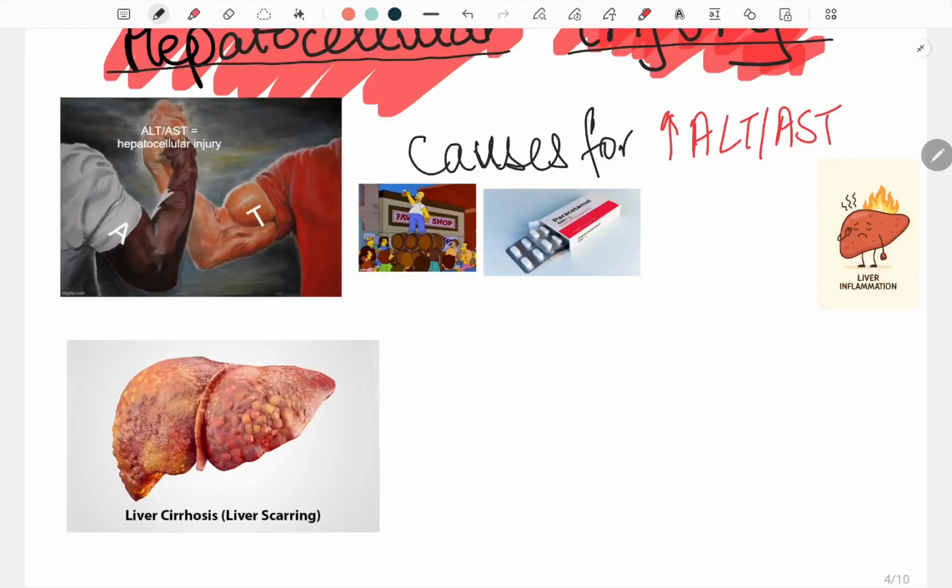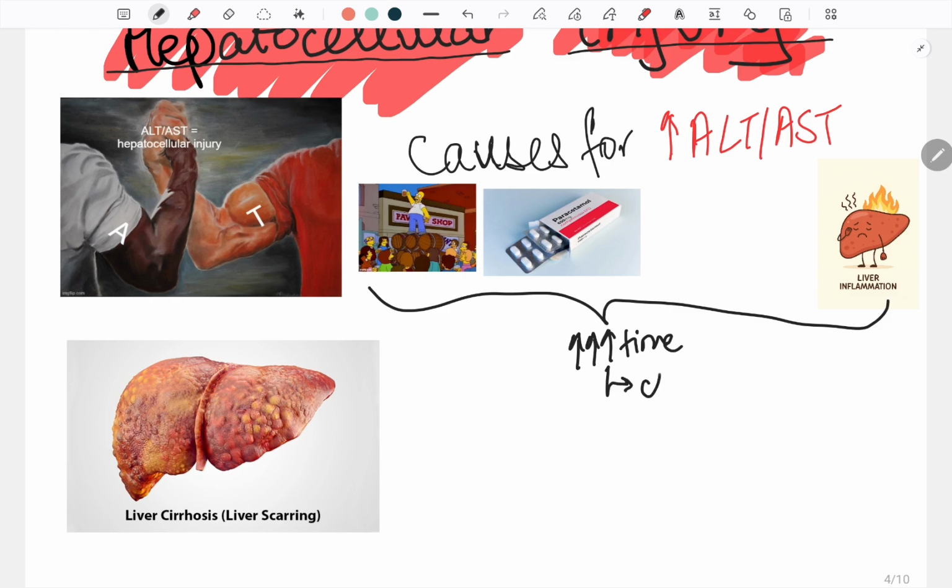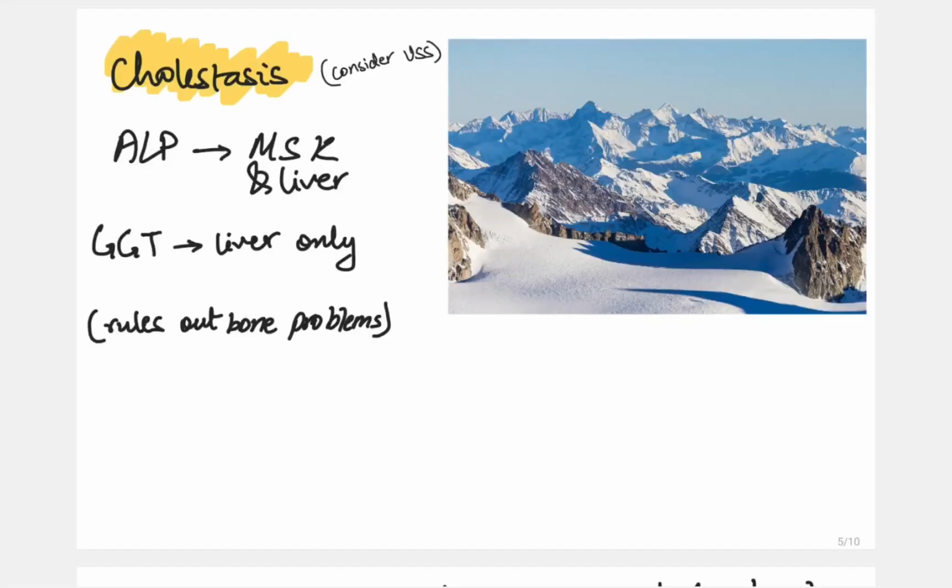And the final thing I'm thinking of is liver cirrhosis. Essentially, when all of these things go on for way too long, so essentially chronic, you'll eventually get liver cirrhosis. So many different causes coming together, causing liver damage, you'll get liver cirrhosis eventually. Alright, fantastic. So now we've covered the different causes of what might result in hepatocellular damage and hepatocellular injury.